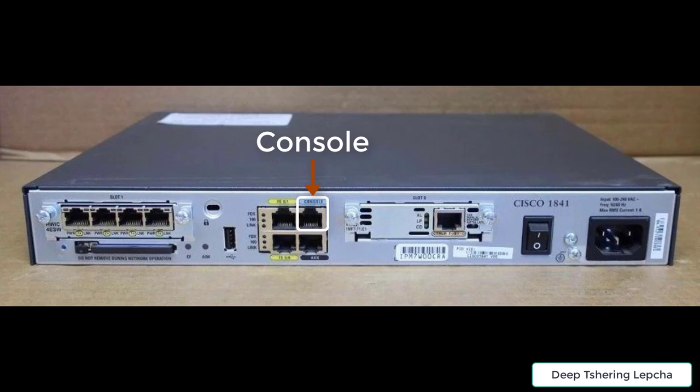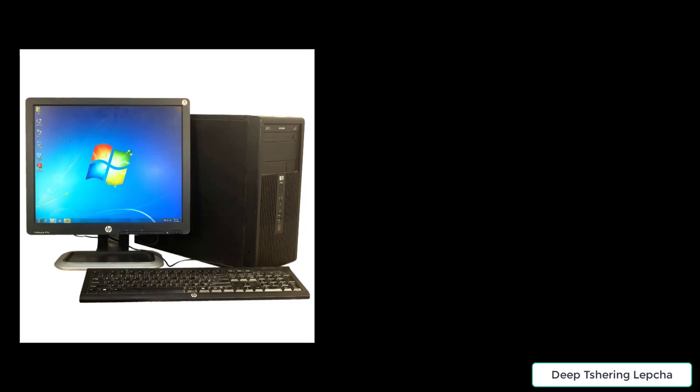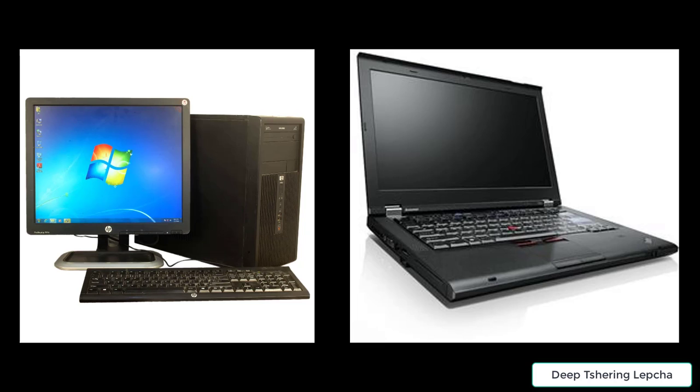It also has a console port, which I'm going to use to configure this device, and then you have an auxiliary port as well. If your console port is not working, the auxiliary port can be used for alternative configuration. Then you need a PC or laptop that you can connect to the router, from where you can type the commands and send them to the router.